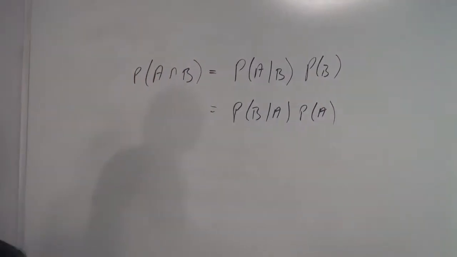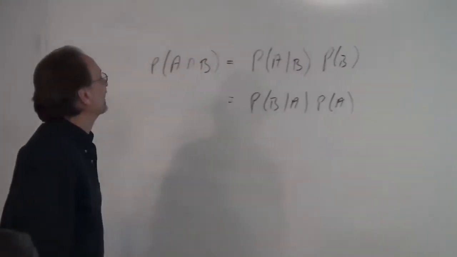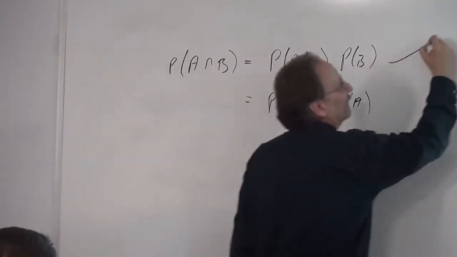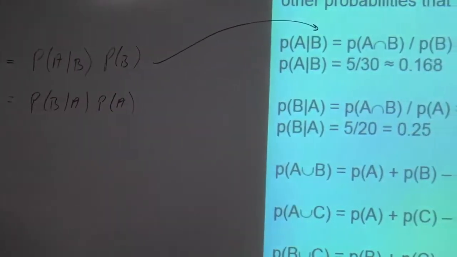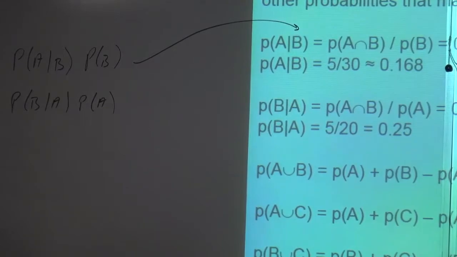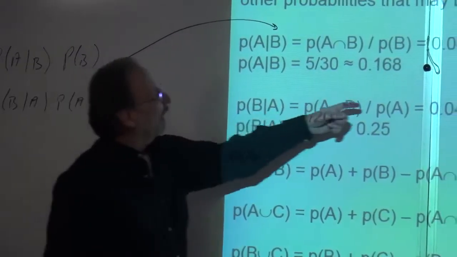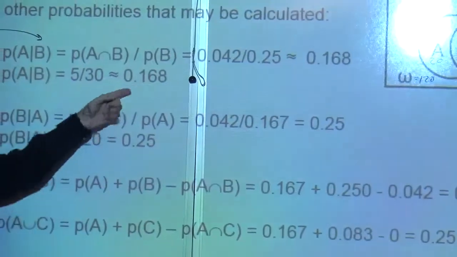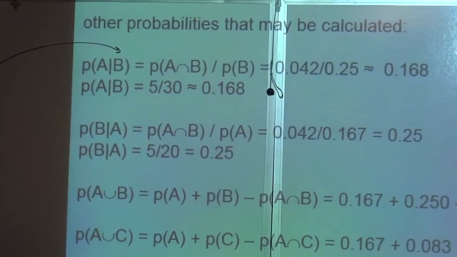Right? So I see that if I manipulate this a little bit, I can take this top formula and convert it to that. All I did was divide through by the probability of B, and I got the probability of A intersect B over the probability of B. And from the results on the previous page, I get exactly the same result. Just to give you an intuitive sense of what that means.